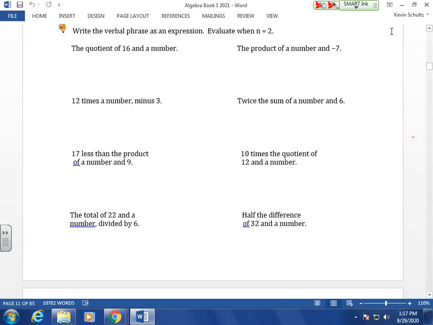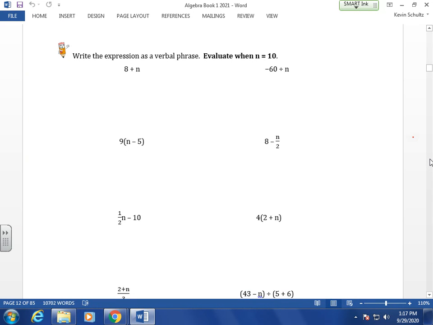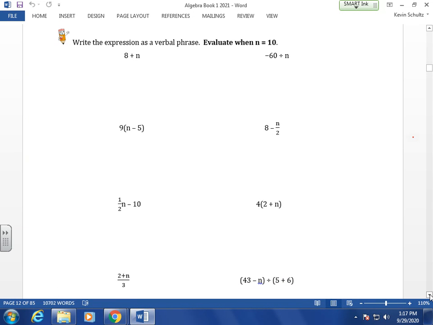On the second page, there's another one. But wait, there's more. In this case, I'm giving you the numerical expression, and I would like you to write the verbal phrase. So kind of the opposite of what you did on the first page, right? What would you like to do together? Pick one that looks fun. Luke. The bottom right one.